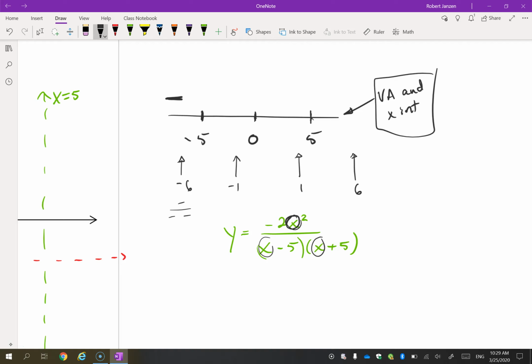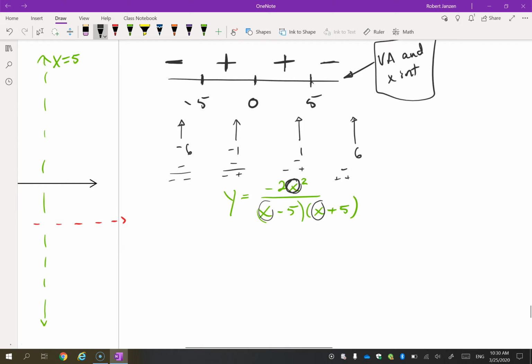Okay, let's put in a negative 1. You're going to get negative, negative, positive. This turns out to be positive. Okay, let's put a positive 1 in. You're going to get negative, negative, positive. Again, this is going to be positive. And if I put a 6 in, I'm going to get negative over positive, positive. So this is negative. Okay?